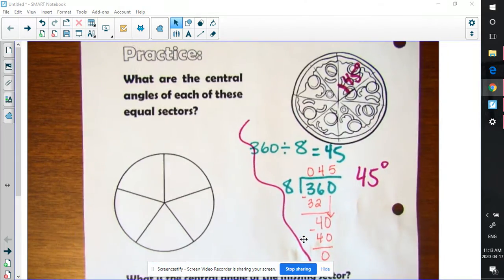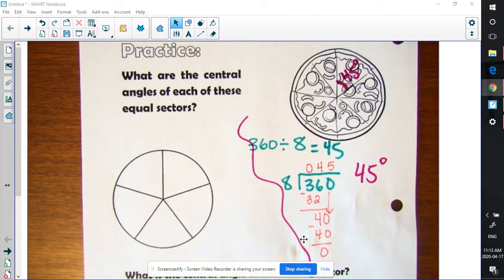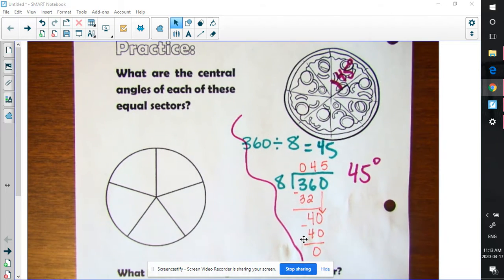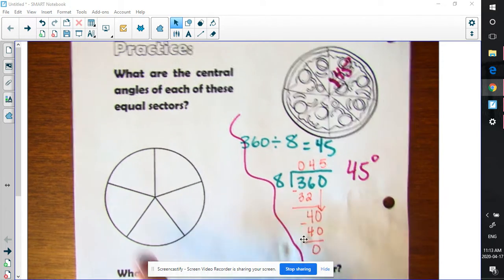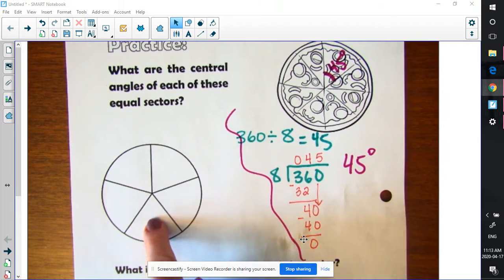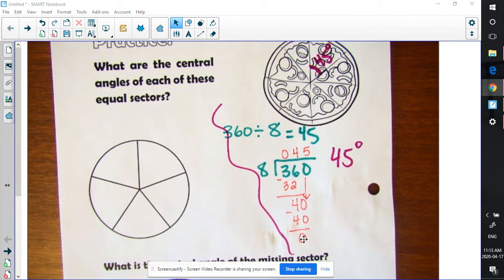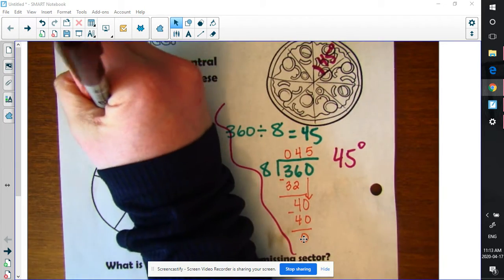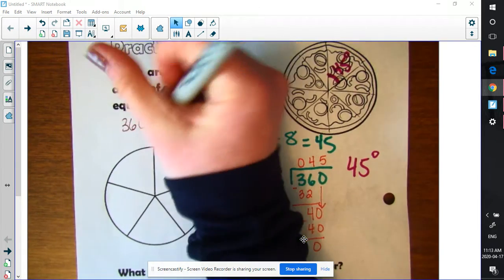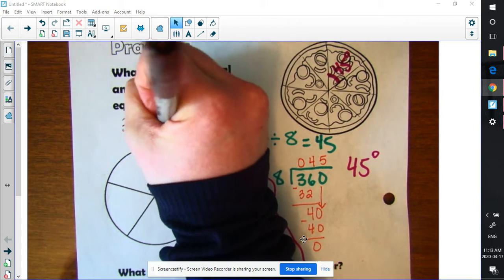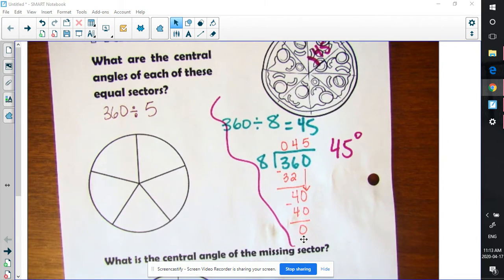Now let's do the second problem. What are the central angles of each of these equal sectors? Same idea, we're going to start by counting them. 1, 2, 3, 4, 5. So there are 5 equal sectors. So if I want to find what the central angle is, I'm going to have to do 360 divided by 5. So let's go ahead and set that up.